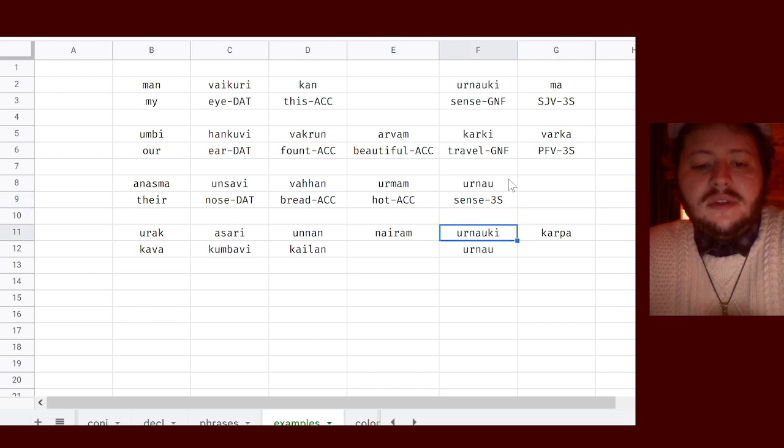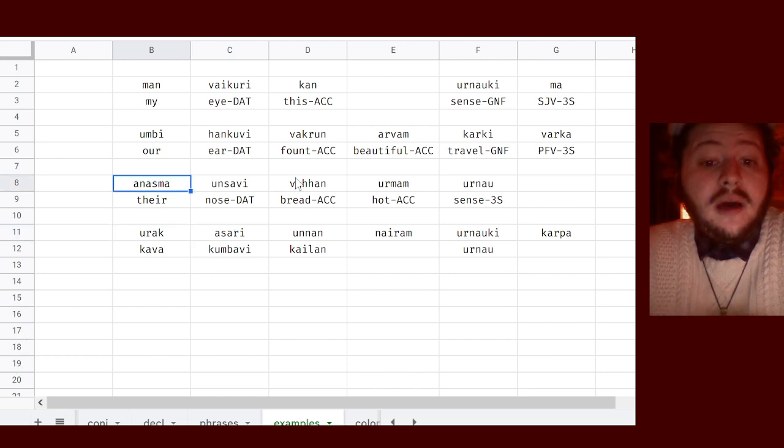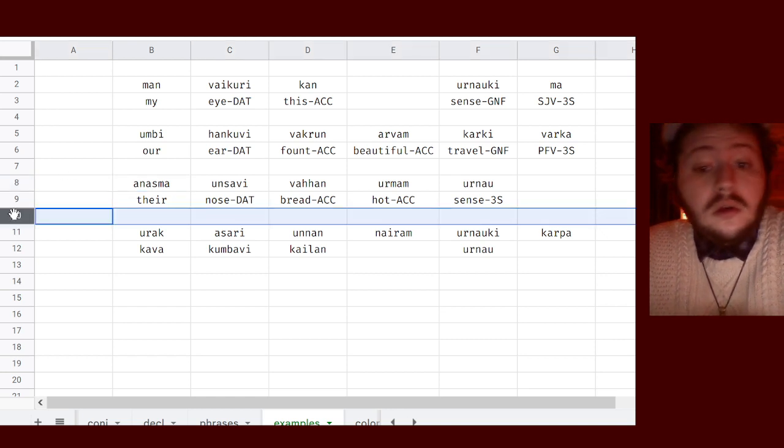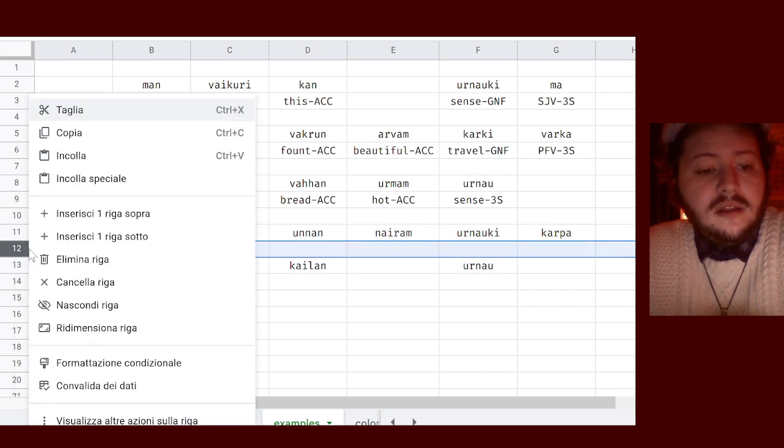All right. Then we have the next one. This is urak. Oh, I should say the whole sentence. Anasma unsabi vahan urmam urnao. All right. Then we've got this one.